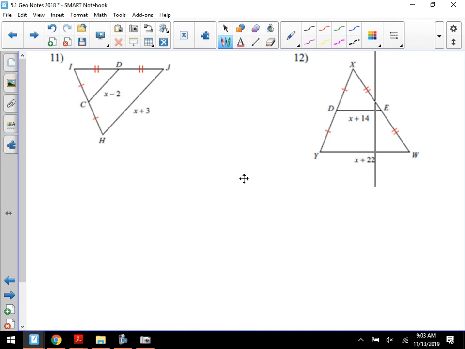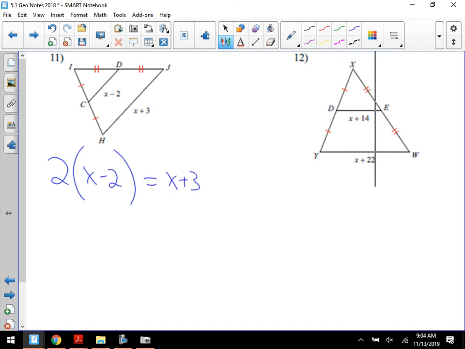So when you look at number 11, which of those two segments is the mid-segment? The x minus 2 or the x plus 3? The x minus 2. Now, that means the mid-segment is half the side not touched, or if I double it, it equals the side not touched, which is going to be the easier way to set it up. So in this case, it would be easier to double the mid-segment. When you write it out, it's 2 times the x minus 2 is x plus 3.